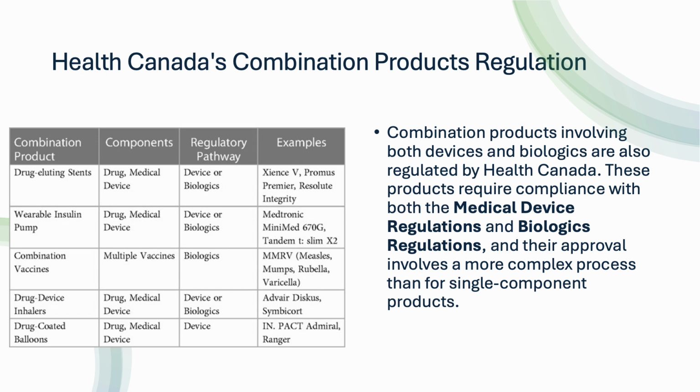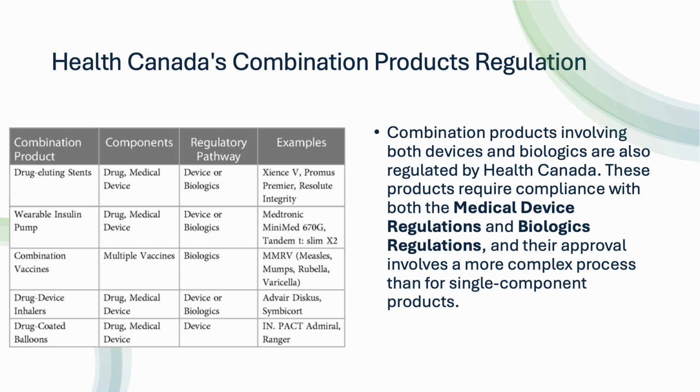Another type of combination product is combination vaccines. So here we are having multiple vaccines that are combined. So here these are biologics, like for example the measles, mumps, rubella, varicella vaccine or MMRV.